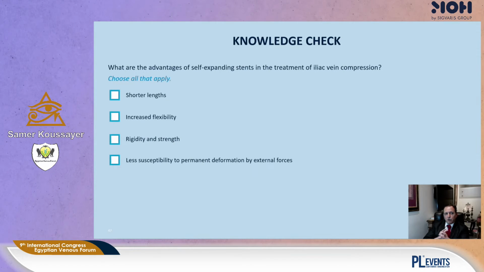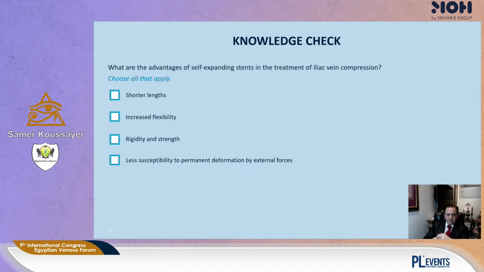So let's go through some questions. What are the advantages of self-expandable stent treatment of iliac vein compression? Choose all that apply. Shorter length? No, self-expandable is longer. Increased flexibility? Yes. Rigid and strong? No, usually the balloon expandable is more rigid.